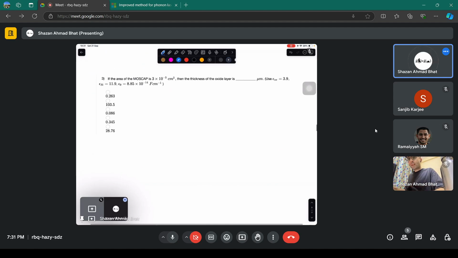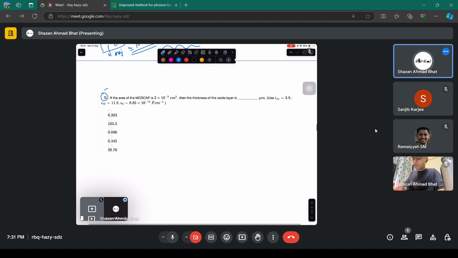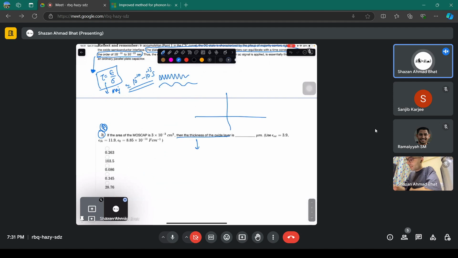Let's see what is the time here. Let's say we have question number 3. If the area of the MOS capacitor is this particular thing, then we have to compute the thickness of the oxide layer. It can be simply computed because you are given the CV characteristics like this. This is the accumulation capacitance. So you have to compute the thickness.